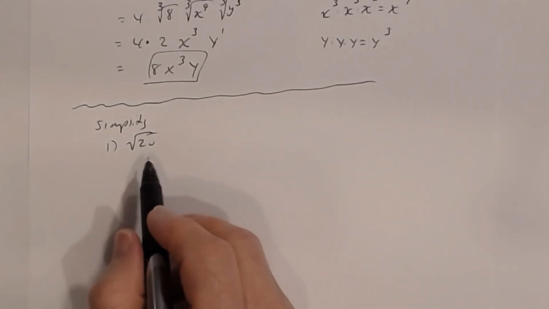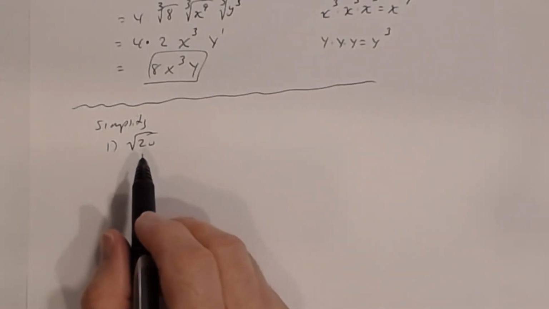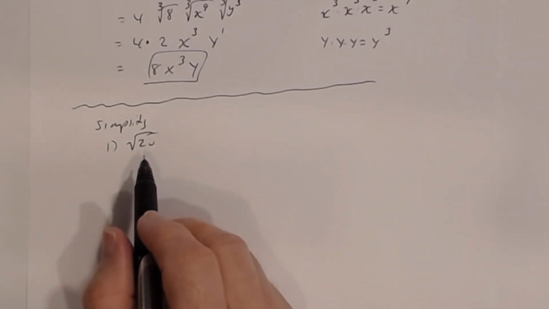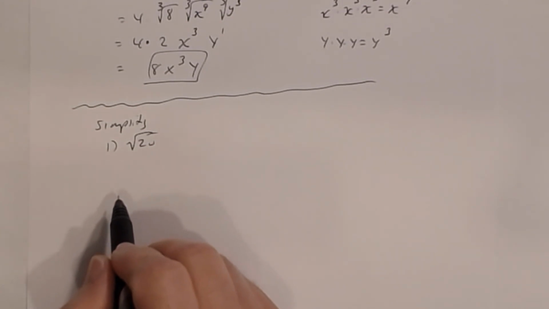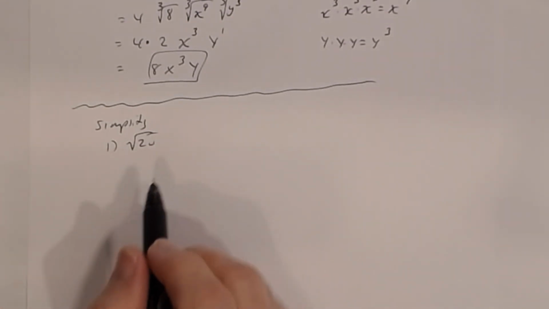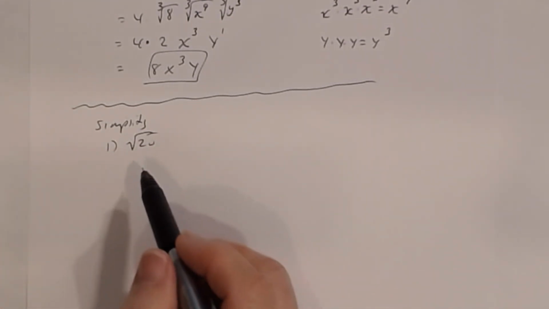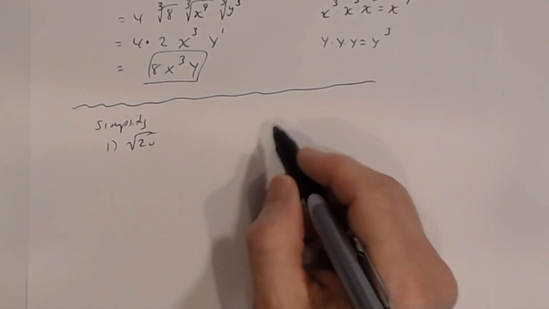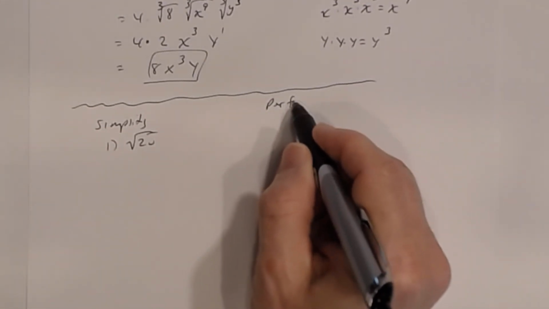Now the problem is that when you look at the square root of 20, you want to simplify. 20 is not a perfect square. There is no number times itself that is 20. So 20 is not a perfect square. But there is a perfect square that goes into 20. So remember your perfect squares. You've got to remember these perfect squares.